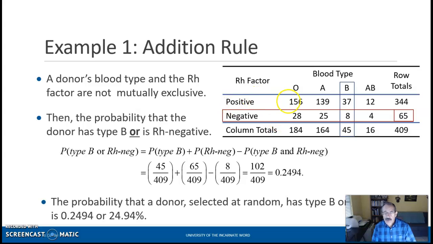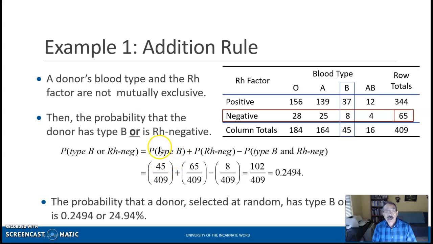So in this case, we know that the events are not mutually exclusive. So now we will use this form of the addition rule, where the probability of an individual having type B or having an Rh negative is the probability of having type B plus the probability of having Rh negative minus the probability of having type B and Rh negative, so the joint probability.